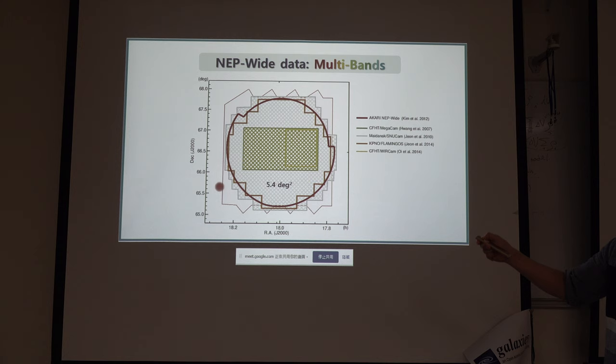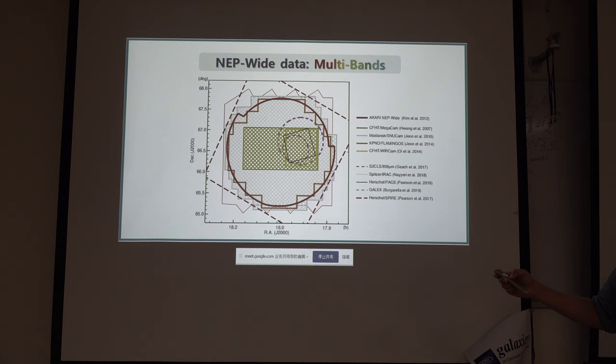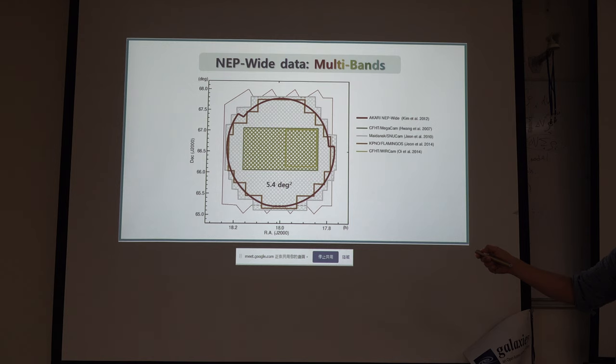We got the Akari data. The legacy survey from Akari on the NEP field gave us a unique and valuable data set. It covers 5.4 square degrees here, and the wavelength range is from near- to mid-infrared, from 2 to 25 micron continuously without any filter gaps.